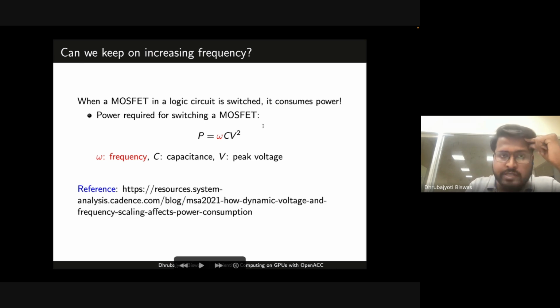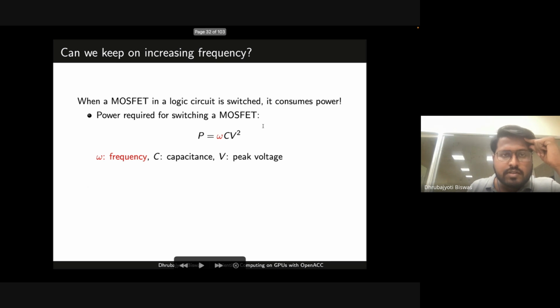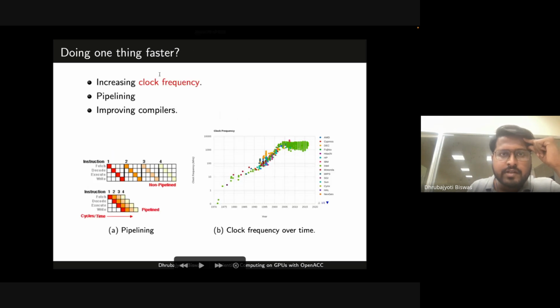So the issue is we run into a power wall, that we cannot just keep increasing the power so that we can keep increasing the frequency. So we just cannot keep on increasing the clock frequency. And this is primarily the reason why it has been saturating.